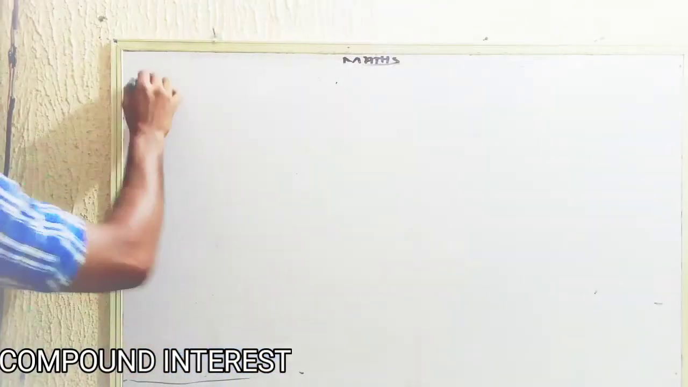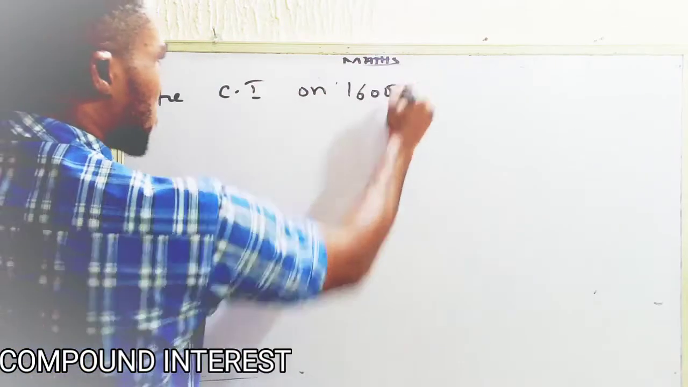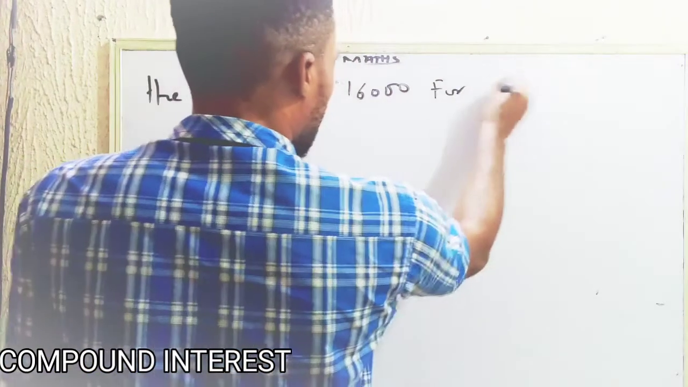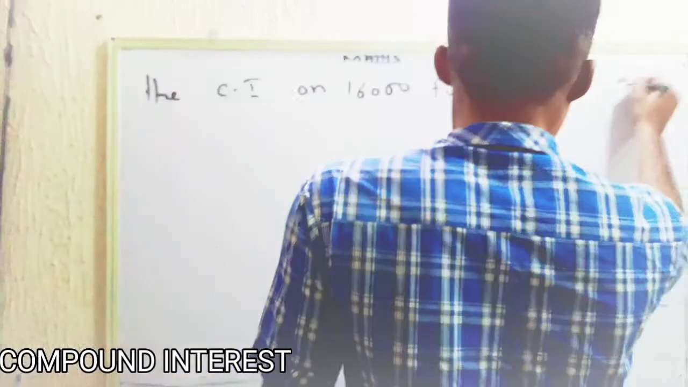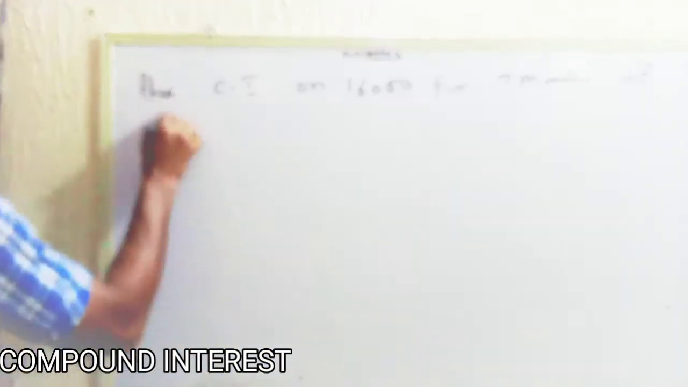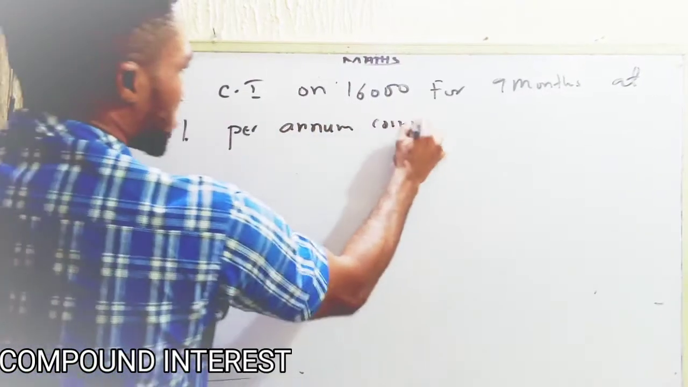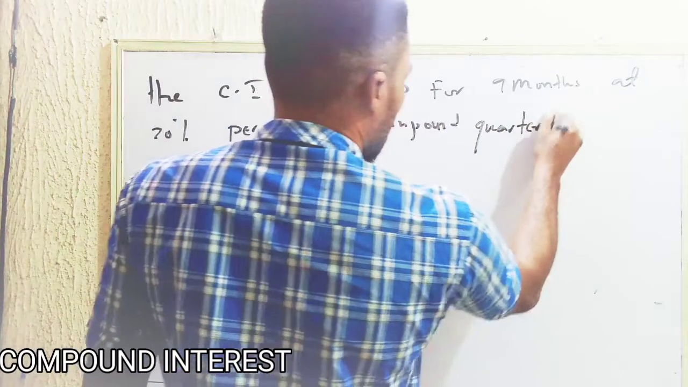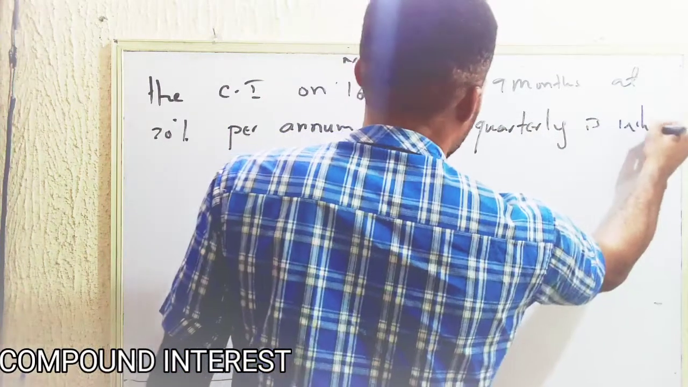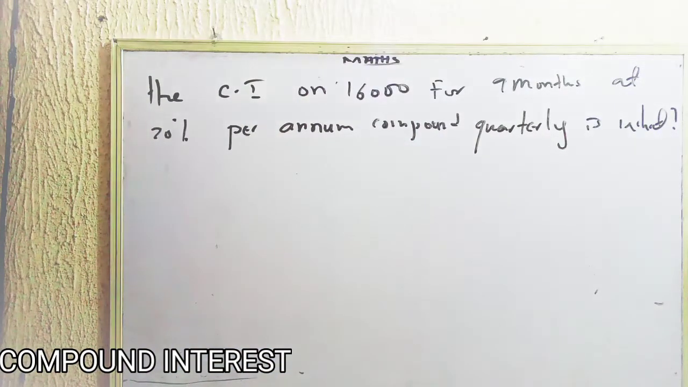First example, the compound interest on 16,000 for 9 months at 20% per annum compounded quarterly is what? So that's what I have there. I'm to solve that.